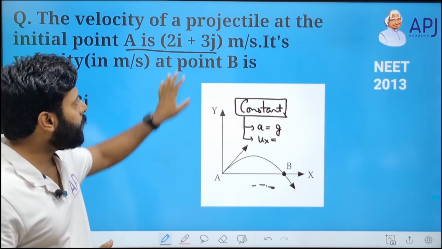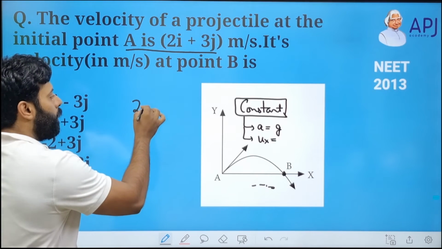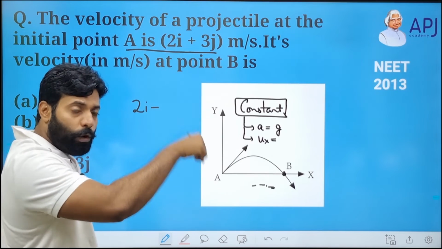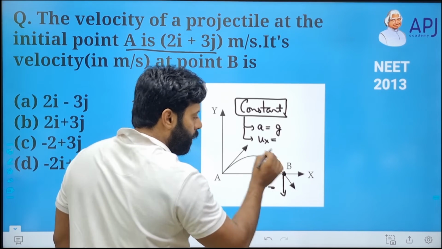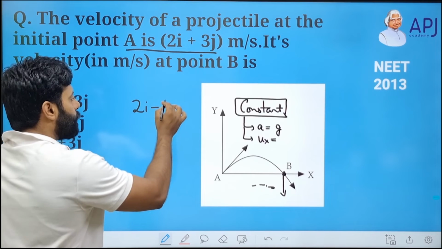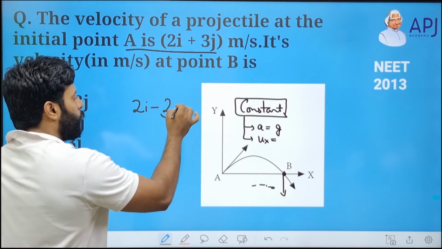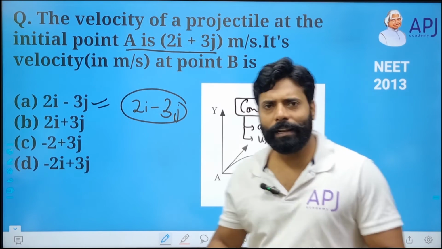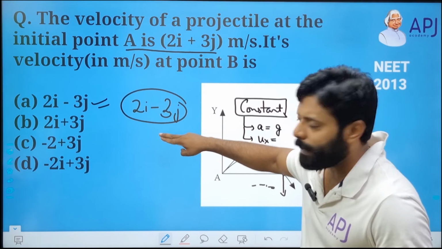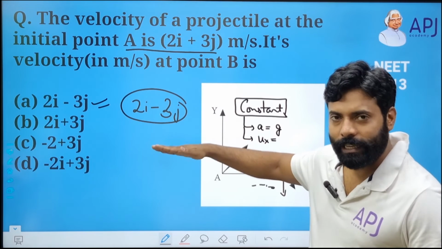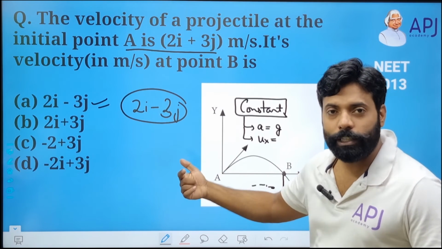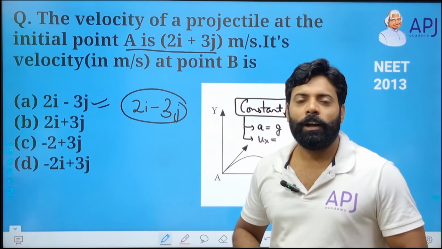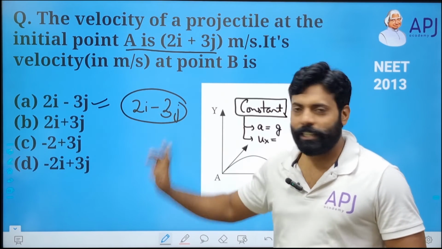So we know that the x component will remain the same, 2i, and when this object reaches point B, only the velocity vector in the y direction gets changed. So the only change which we will see is in the direction, right? Nothing else will change, because we know that at the same level we will have the same velocities. The magnitude will be the same. The only thing that changes is the direction. So 2i minus 3j is the correct answer.